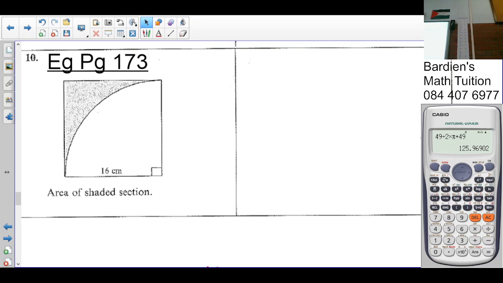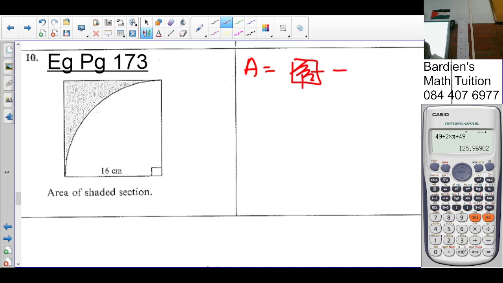Yes. So how are we going to calculate the area of the shaded region? What is the big shape here? A square. The area of the square minus the area of a quarter of a circle. Not so? Yes. So how do you calculate the area of a square? Side times side. That's 16 by 16, not so?